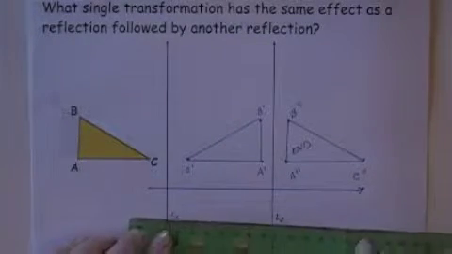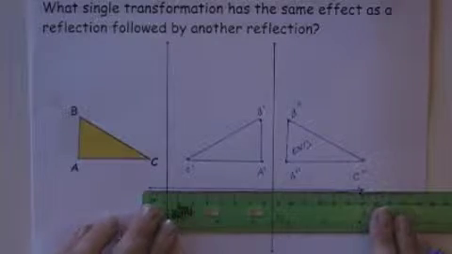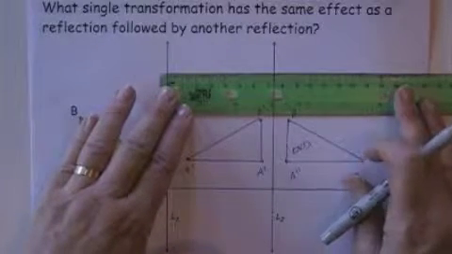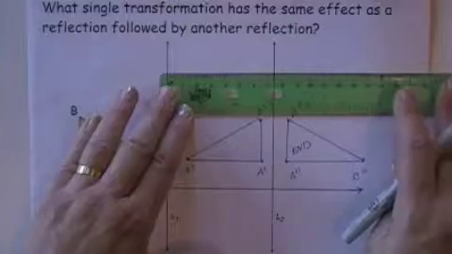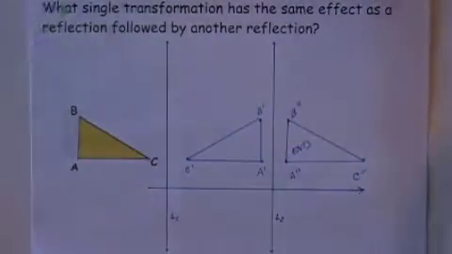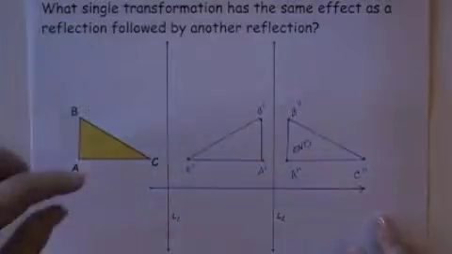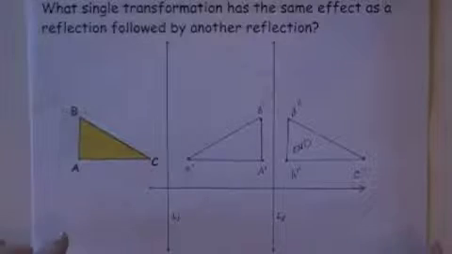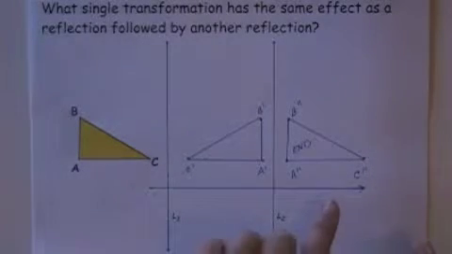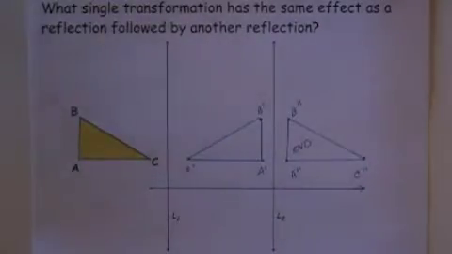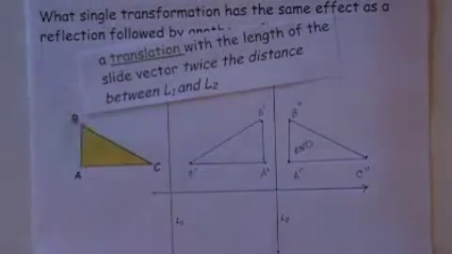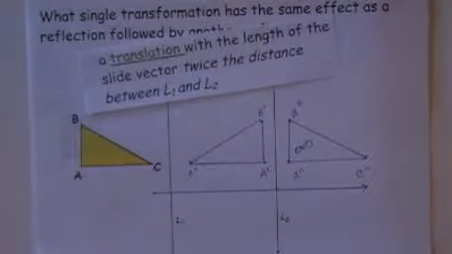What you might notice, though, if you measure the length of that slide vector, I've got about 15 centimeters, and then you measure the distance between the two lines, L1 and L2, it's about 7.5 centimeters. You might think, and you'd be right, that the length of the slide is twice the distance between these parallel lines. So in conclusion, what single transformation has the same effect as a reflection followed by another reflection when those lines are parallel to each other? A translation, where the length of the slide vector is twice the distance between those two lines, L1 and L2. Let's look at another example.